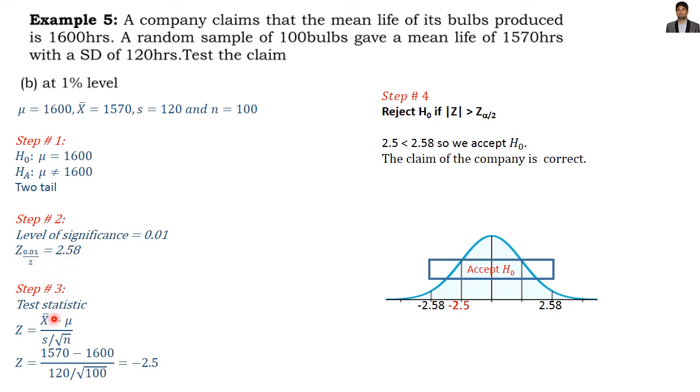Step number 3, same. Step number 4, graphically if we see 2.58 left tail, right tail, if the value of test statistic falls in this region, we will accept H naught. So minus 2.5, yes, it is in this region. So it means that H naught is true.